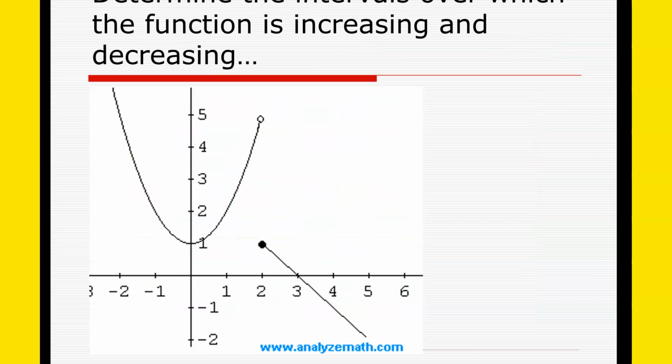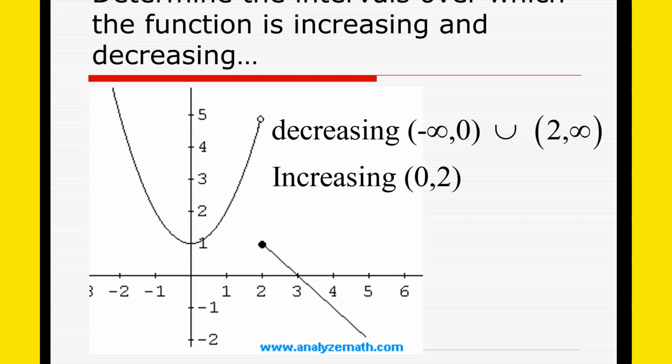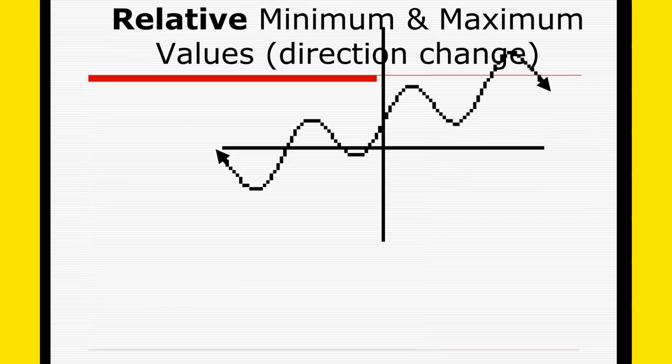All right, answer this one. Increasing and decreasing. Go ahead and pause it. Okay. Hopefully you've answered it. It is decreasing from negative infinity to 0 and from 2 to infinity. And it's increasing from 0 to 2, so from here to here on the x-axis.